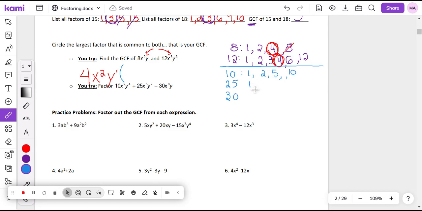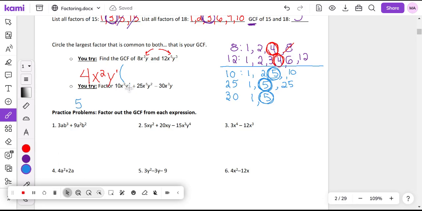For 25, I have 1 times 25, and then 5 times 5. And for 30, I'm already seeing something that's common here. So does 30 have the 5? Yes, it does. I'm not even going to list out all the other ones because we already have it. 10 and 25 only had 5 in common, so that makes it a little easier to look at. So 5.